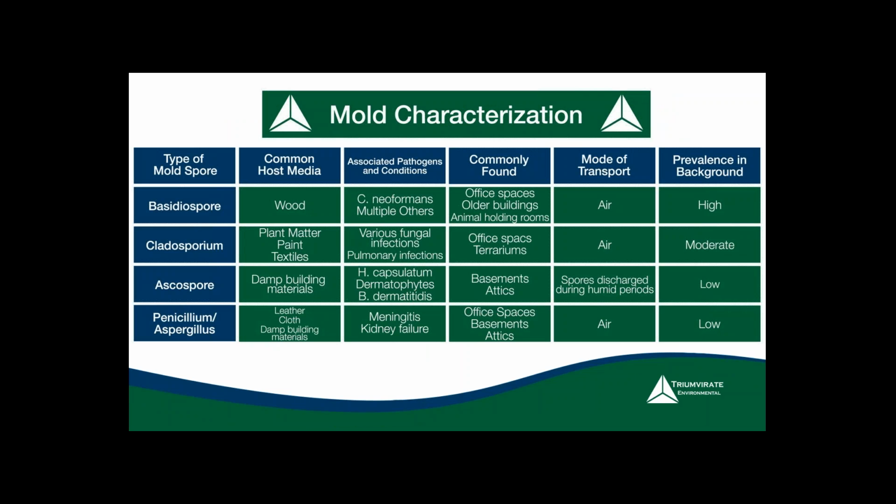Here we have a characterization table. It's pretty in-depth as to the 4 major types of mold. This is available on the Triumvirate blog. We're just going to take a quick rundown of it. Common host media, as you can see over on the left, you see the word damp a lot. Mold is going to take place where there's excess moisture, a conducive environment to mold development.